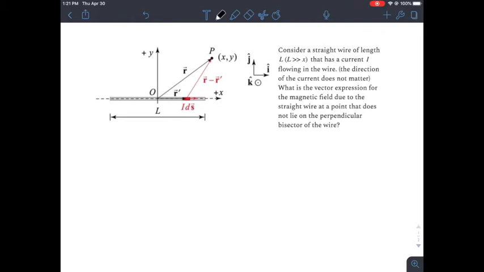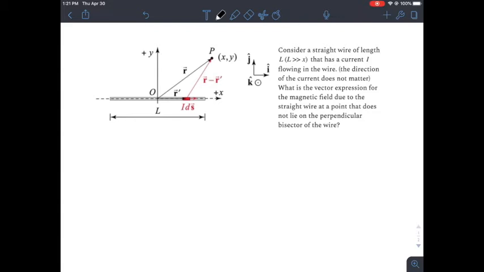So consider a straight wire of length L. L is a lot bigger than x. That has a current I flowing in the wire. The direction of the current does not matter. What is the vector expression for the magnetic field due to the straight wire at a point that does not lie on the perpendicular bisector of the wire?